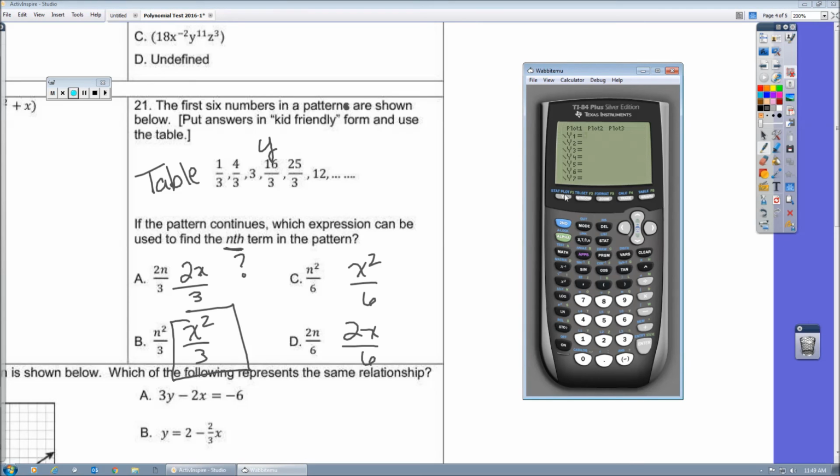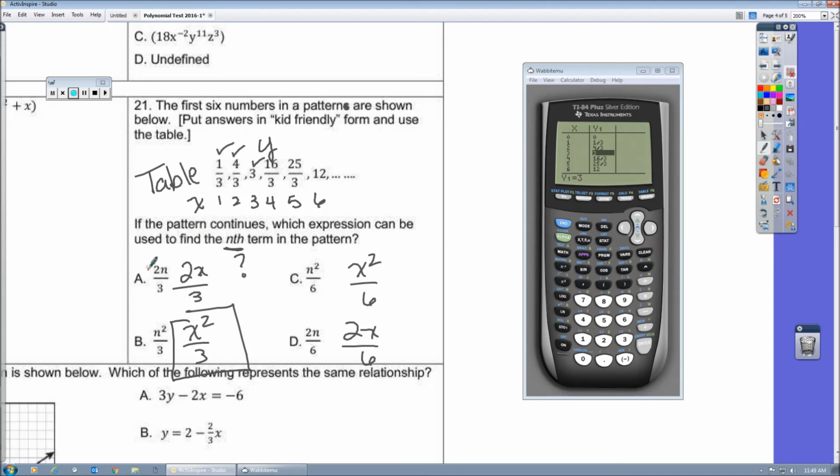Let's get to the fraction here. We're going to type in x squared over 3. We're going to go to the table. And let's look here, the first 6. So that's 1, 2, 3, 4, 5, 6. Those are your x values. Start with the first one. Notice I get 1/3. Yep, 1/3. The second number is 4/3. The third number is 3, and so on and so forth.